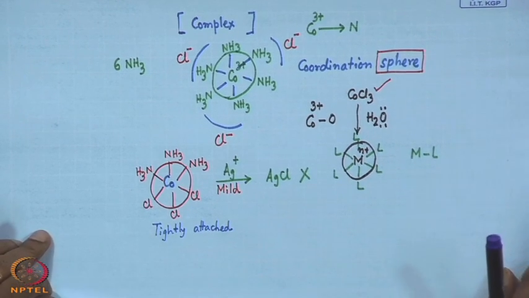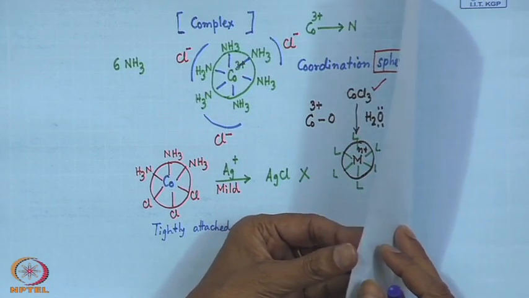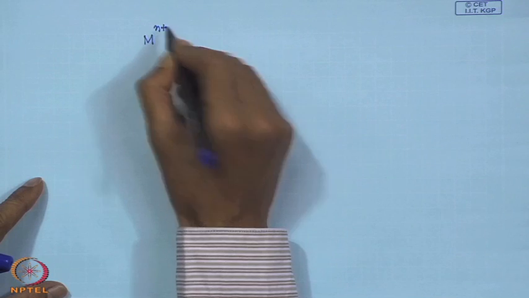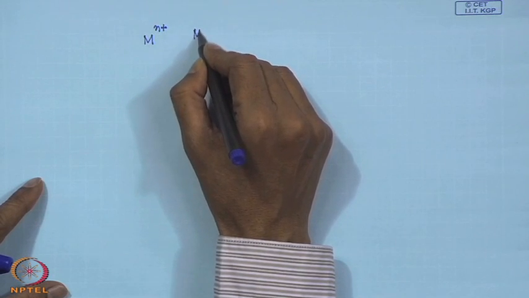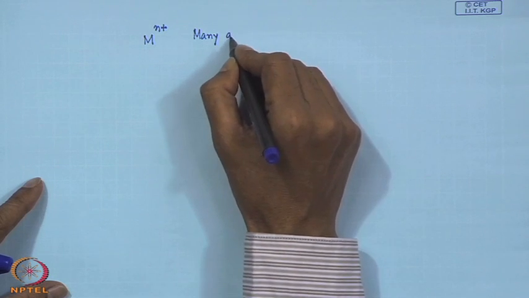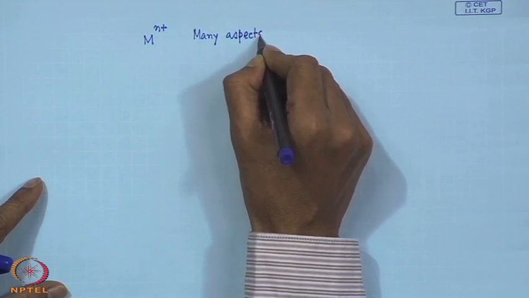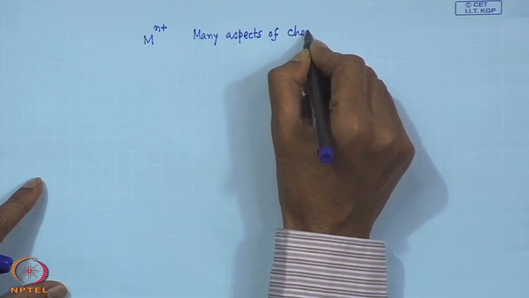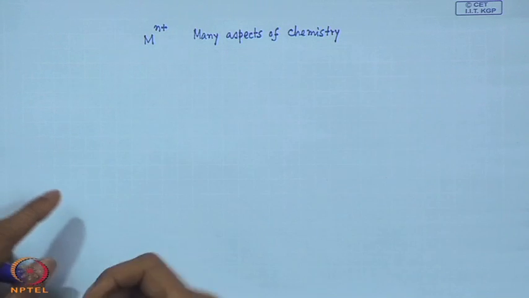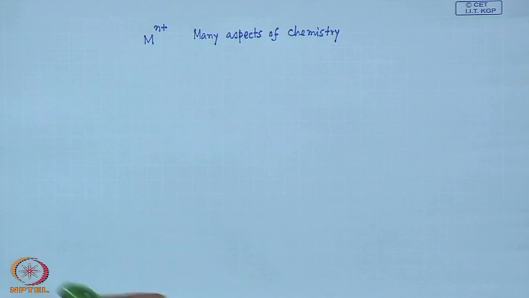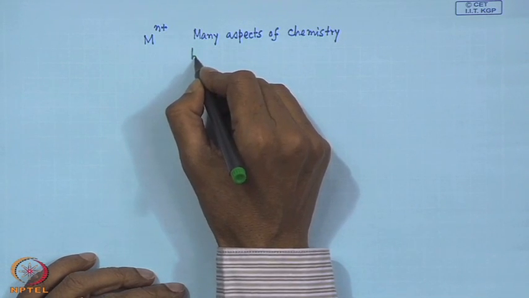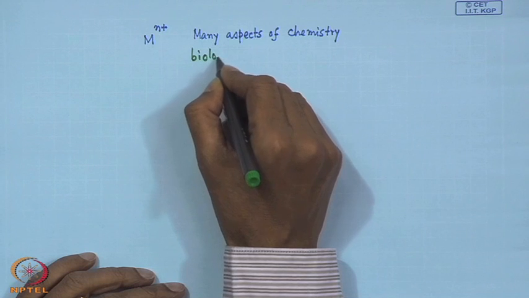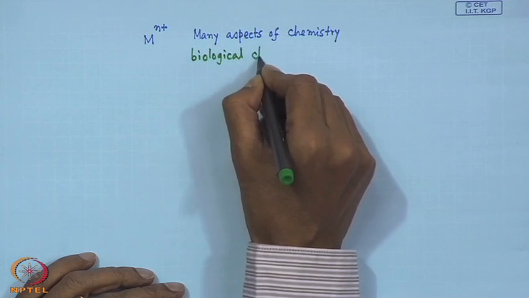So, these observations for these compounds give us information that we can interpret many aspects of chemistry where the metal is present as the corresponding metal ion. Many aspects of chemistry can be explained, as well as some interactions in biological chemistry.